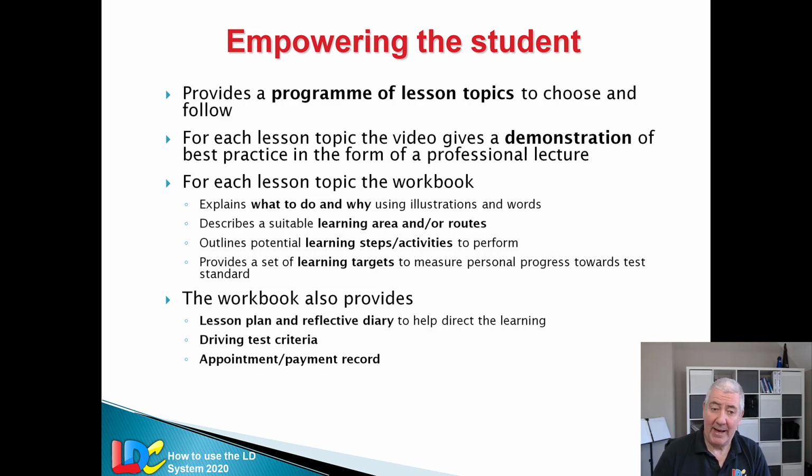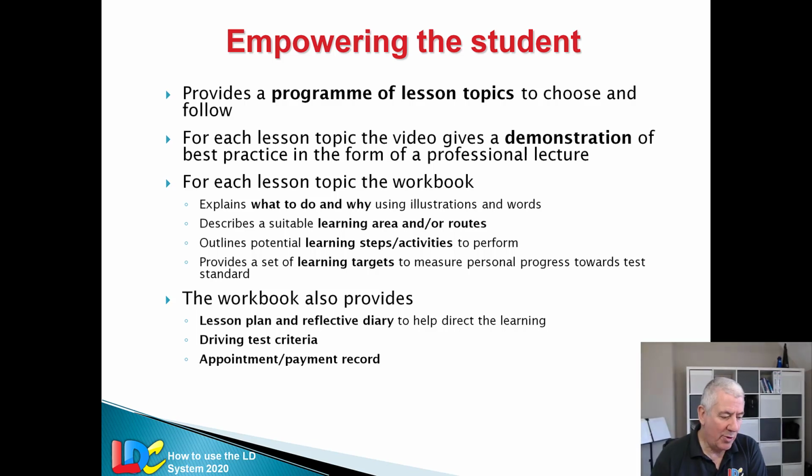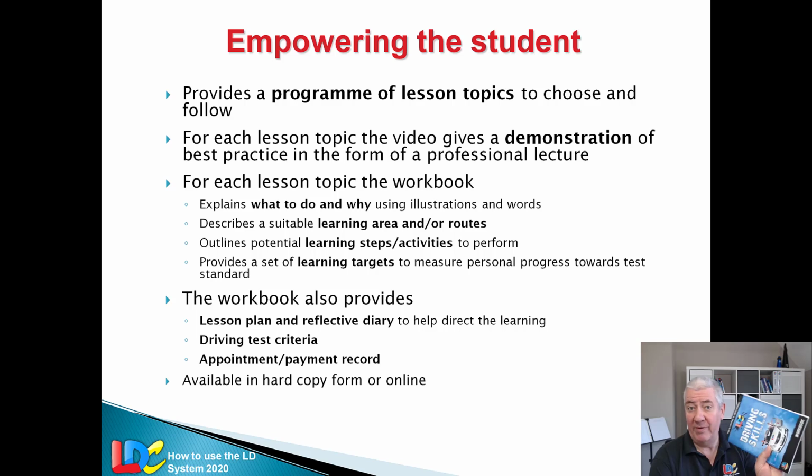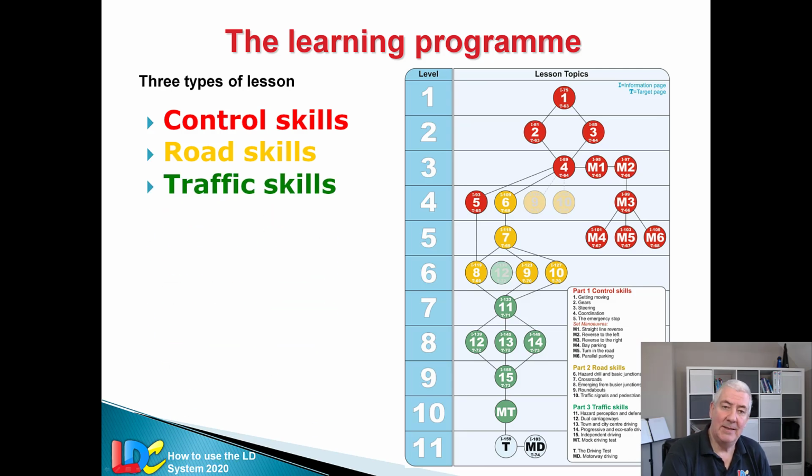And of course at the back it has the appointment and payment record, and it has the driving test criteria. So if you get asked the question, will I fail my test for that? You tell me. So if we want to get through any kind of assessment, really, we need to know what the assessment criteria is before we start. So it's available in hard copy, but also online. Now, a lot of your students might want to just use it online or use it on their phone or on the hub. So there are 3 basic types of lesson: control skills, road skills, and traffic skills.